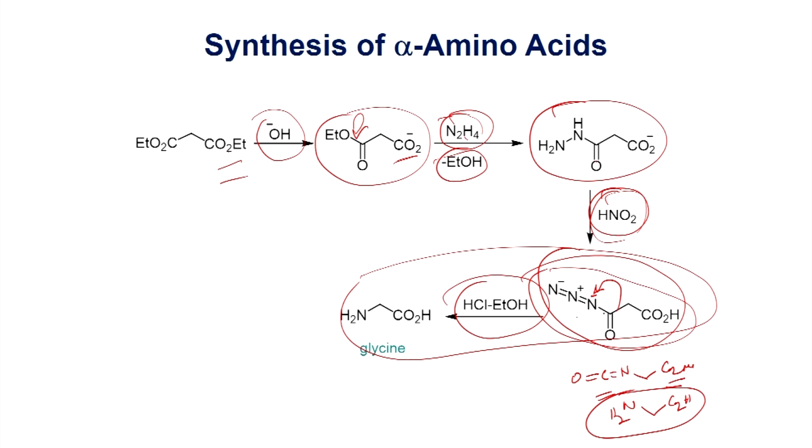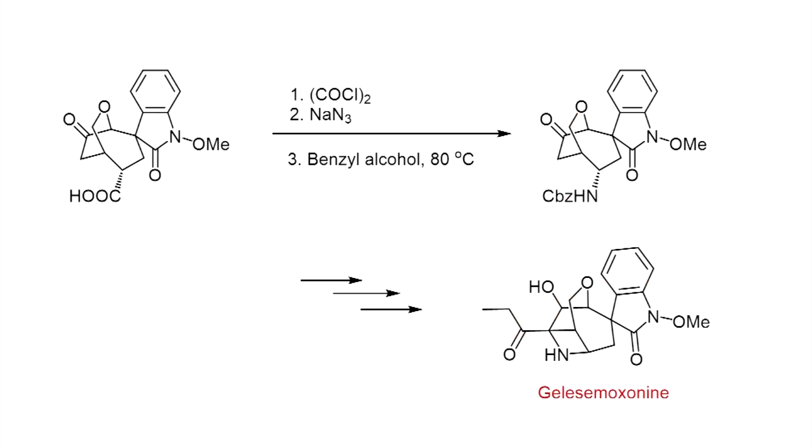Once you form this one, you have the acyl azide, which when we react with acid, it can convert into isocyanate, and which can be further reacted with water and followed by removal of carbon dioxide. You will be able to form glycine as the product. Similarly, you can try to make other amino acids.